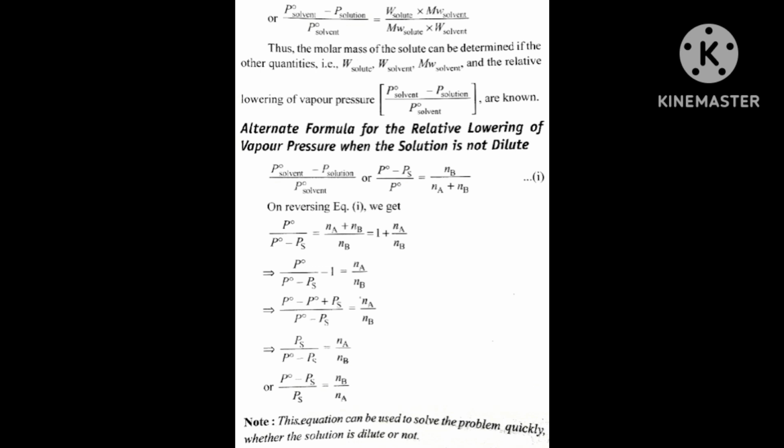This is actually called relative lowering of vapor pressure and is equal to the mole fraction of solute. X2 is equal to solute, X1 is equal to solvent. 2 means solute and 1 is for solvent. This relation I told you is the relative lowering of vapor pressure, the main expression. Now, you can keep the value of X2.